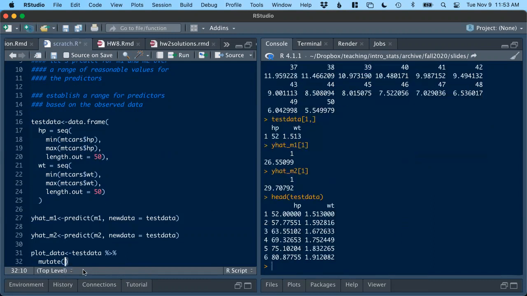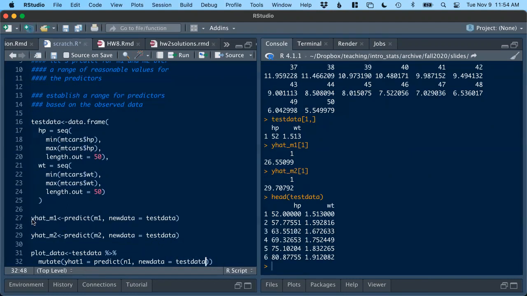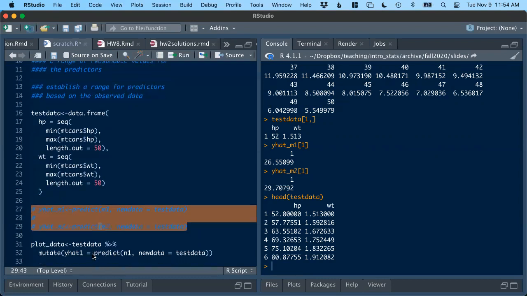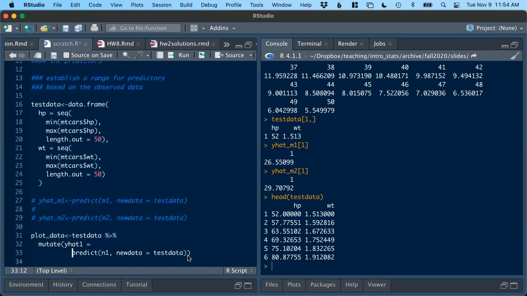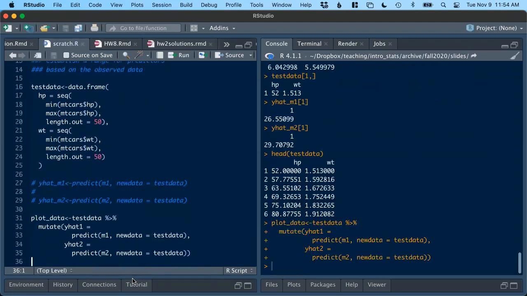It's going to mutate where y hat 1 equals predict M1, new data equals test data. Now there's no reason I couldn't just put my y hat M1 object in there because I've already done this, but we can comment this out. Let's not run this code. I'm going to run my predict function within my mutate call. Let's call y hat 2. Not N1, M1. M2, new data equals test data. Let's see what we get now.